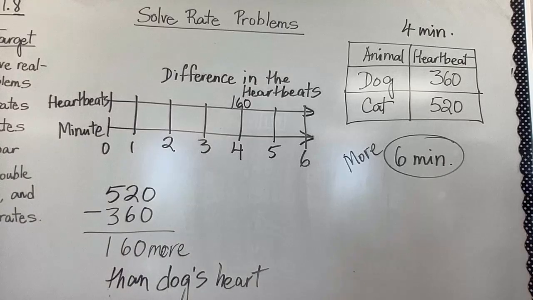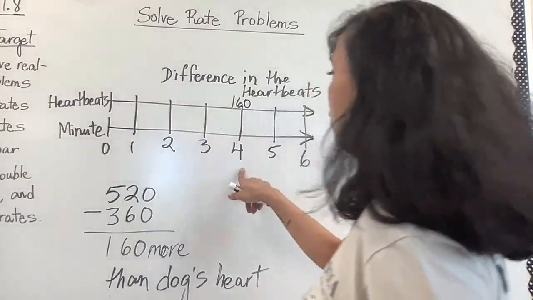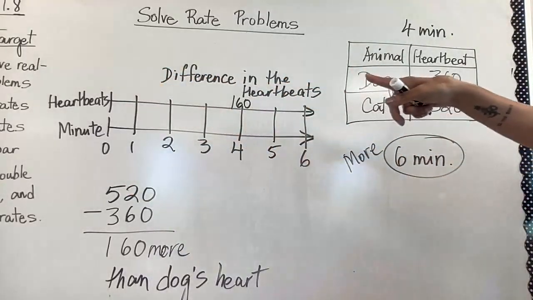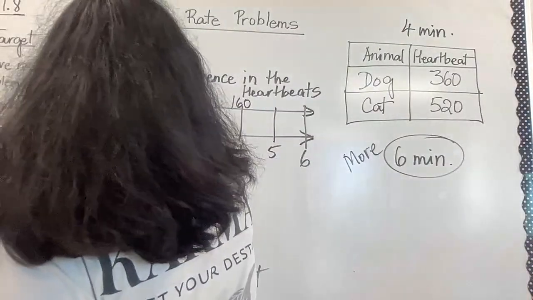Okay, so for the difference in heartbeats, we are going to use scaling to find the unit rate. So scale back to find the difference in heartbeats for 1 minute, and then scale forward to find the difference in heartbeats for 6 minutes. So if this is 160, and I am dividing or going backwards, divided by 4, I get 1. So 160 divided by 4, I'm just scaling backwards and I get 40, right?